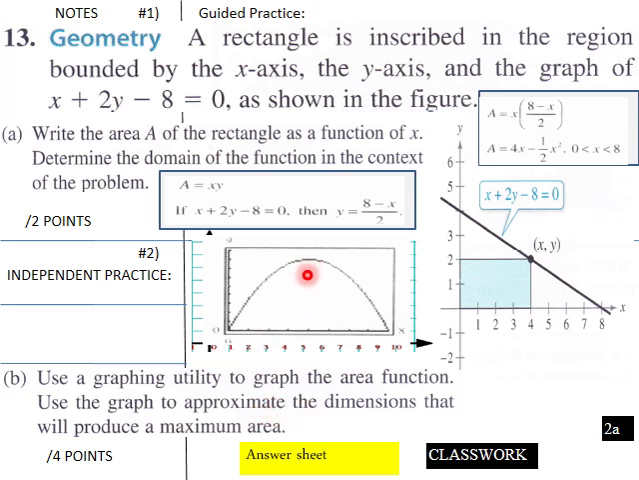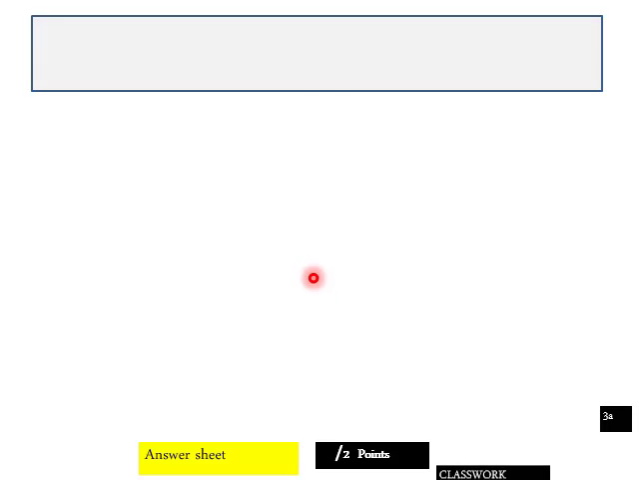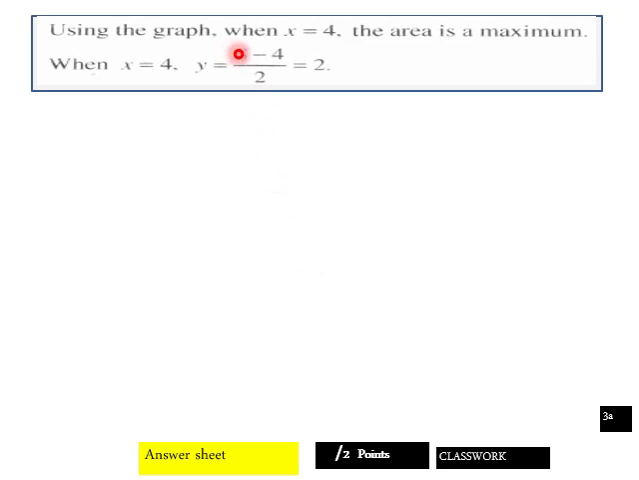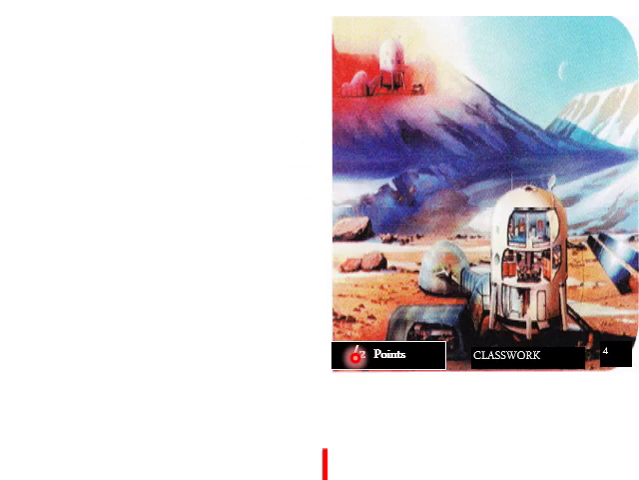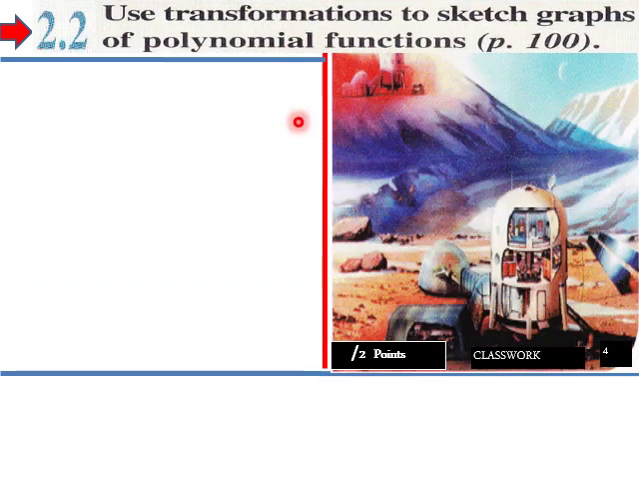So when you produce a maximum area, using the graph when x equals 4, the area is a max. When x equals 4, then y equals 2. So that would be the solution to your bell work, students. Or not to bell work, it would be 2.1, I'm sorry.